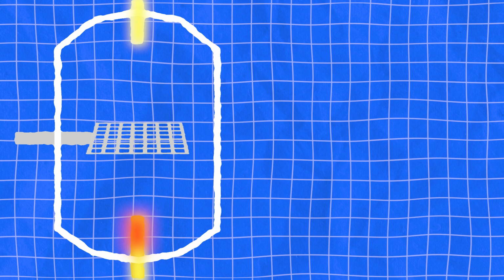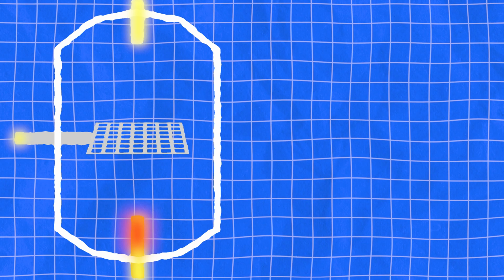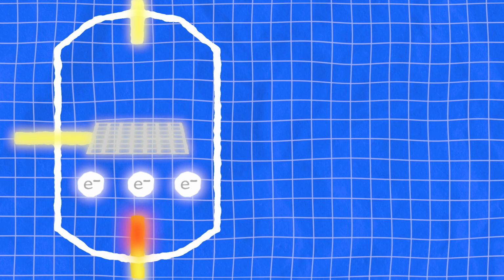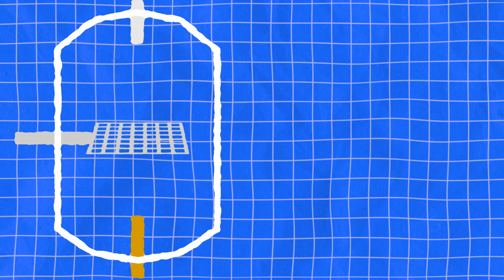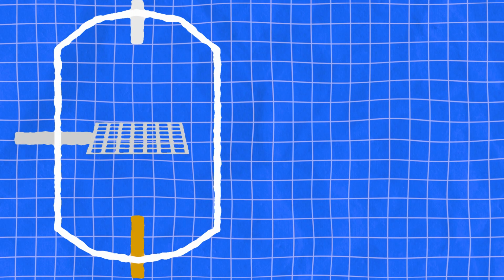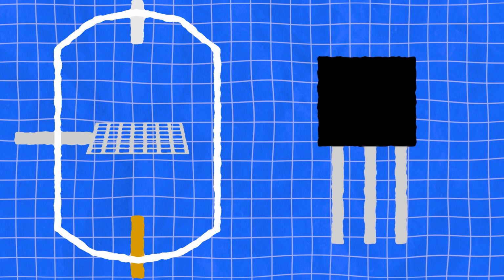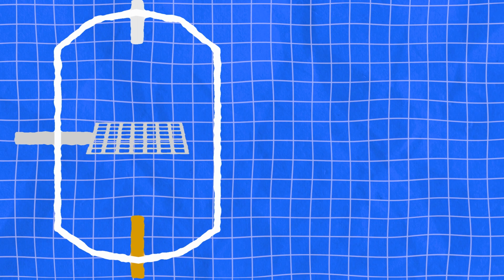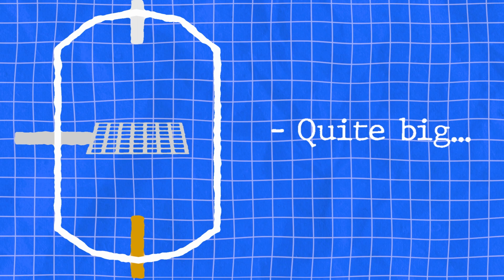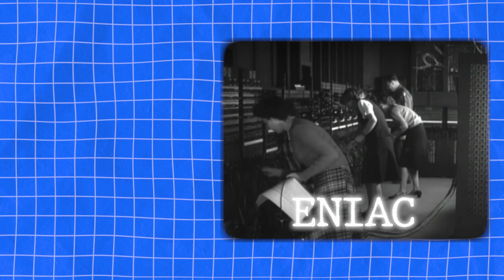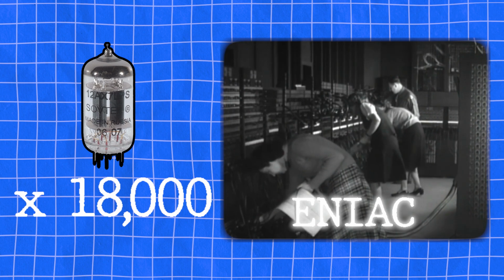If you want to stop the current, you simply need to apply a negative voltage to the grid, so the electrons flowing from the cathode will be repelled. As you can see, vacuum tubes use a different and simpler mechanism for controlling current compared to transistors. However, the problem with vacuum tubes is that they took up a lot of space. While you could easily hold some models in your hand, building a computer out of them required a lot of space, as demonstrated by the ENIAC, which used over 18,000 of these tubes.